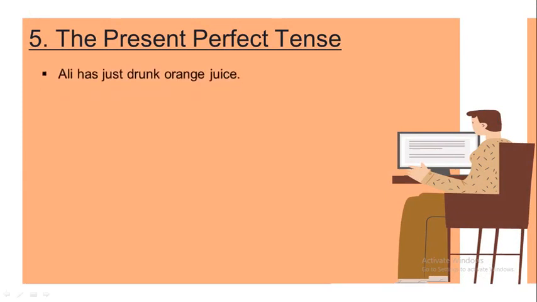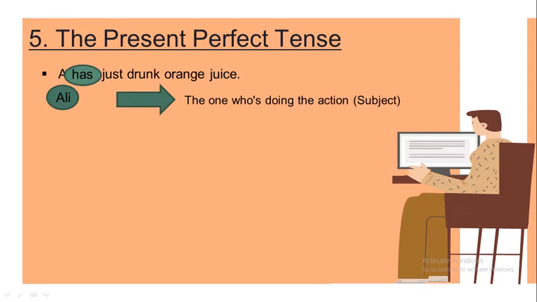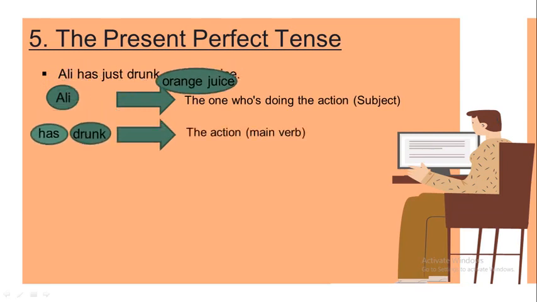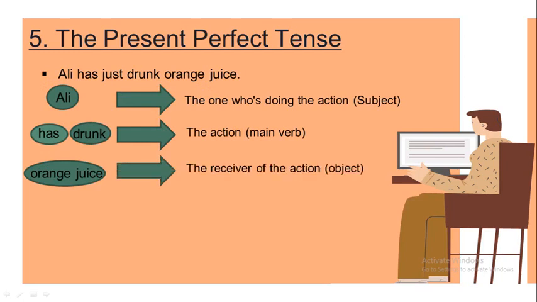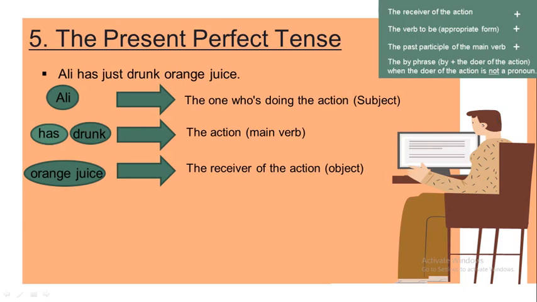Ali has just drunk orange juice. We'll start by labeling the sentence. Ali is the doer of the action. Has just drunk is the main verb and orange juice is the receiver of the action. Now by following the same general form of the passive voice, we'll start by orange juice, which is the receiver of the action. And after that comes the verb to be in its appropriate form.